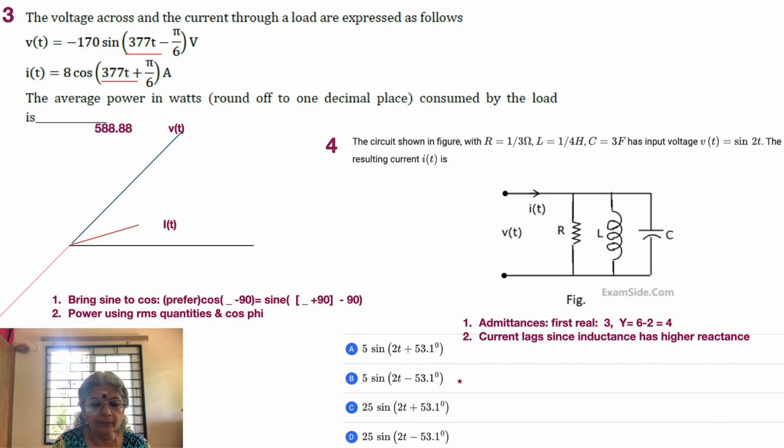Then we have the other two components. We have omega equal to 2. So omega L is 2 into 1 by 4, which is half, so its admittance value is equal to 2. The capacitance is given by 3, and its impedance value is 1 by 3 omega, or 1 by 3 into 2, which is 1 by 6. So its admittance value is 6.